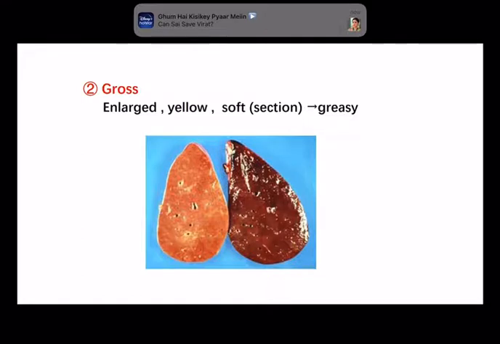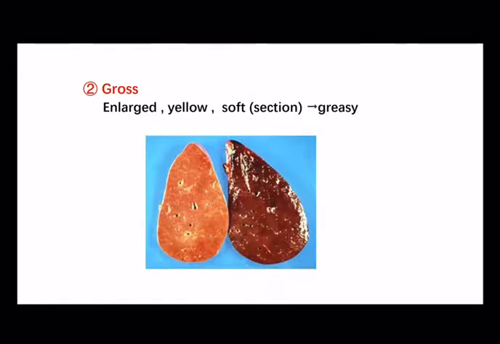Here we have 2 pieces of liver. The left one is fatty liver, the right one is normal liver. Compared to normal liver, the fatty one is yellow and soft. The cut surface is greasy. In this picture, the fatty liver looks smaller than the normal one. That is not true. You cannot judge the total volume by one piece of the liver. In fact, the fatty liver always has a larger size and weight than normal liver.